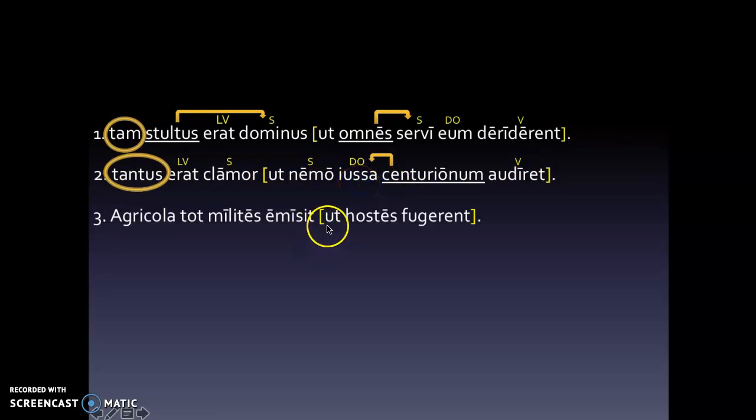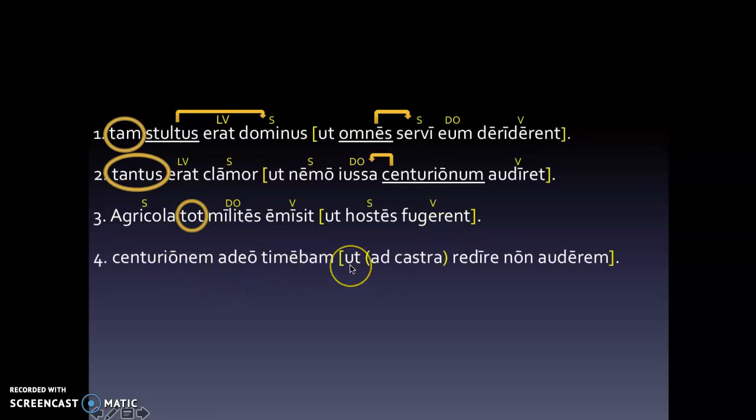All right, we've got our ut clause here, starts with an ut, ends with a subjunctive. We know that it's a result clause because of our intensifier here. We've got a nominative subject, an accusative direct object, our main verb. We've got another nominative subject here, and the verb inside of our result clause. So Agricola sent so many soldiers that the enemies were fleeing.